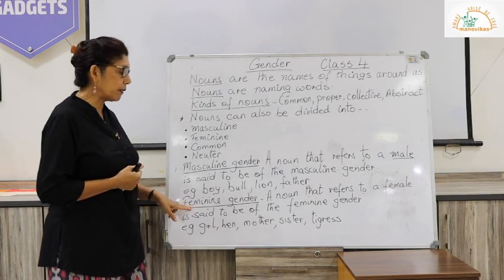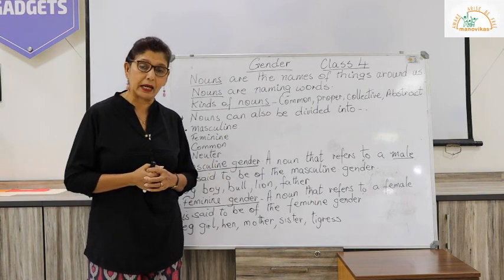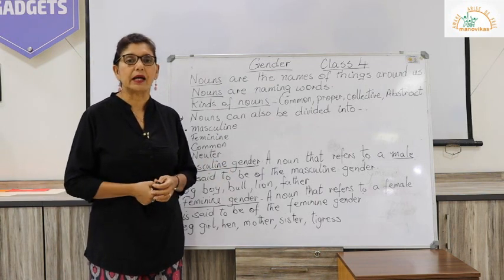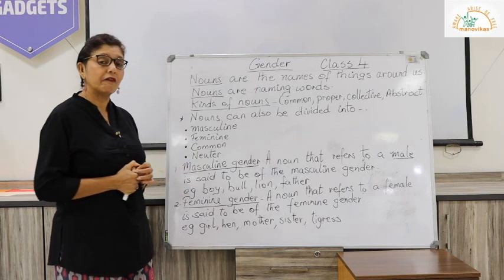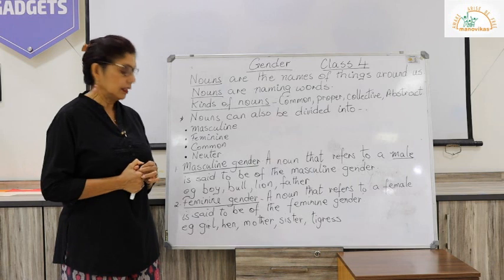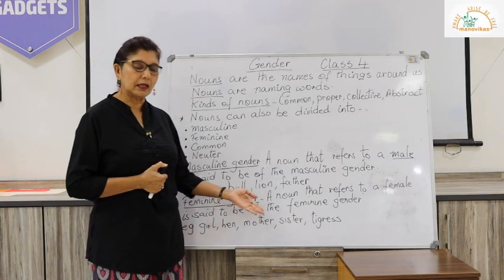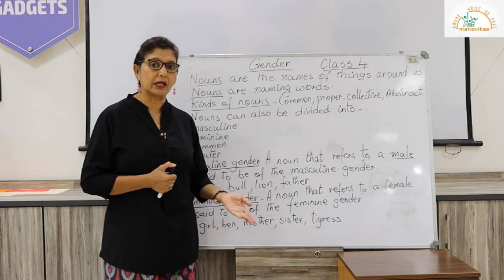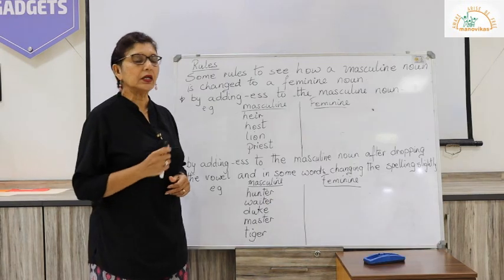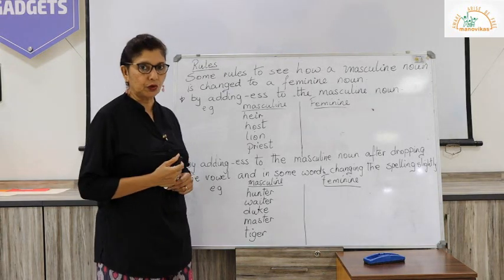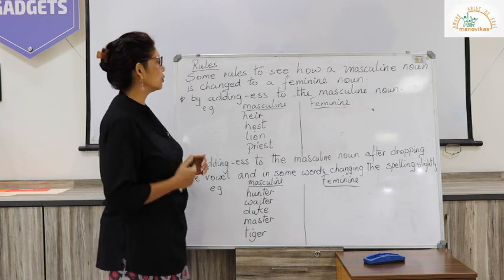Now we go to feminine gender. A noun that refers to a female is said to be of the feminine gender. Examples: girl, hen, mother, sister, tigress, peahen. So many things around you. Now there are some rules that we have to follow to change from masculine to feminine. So let us see what the rules are.